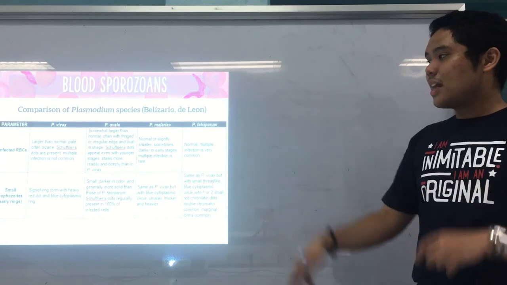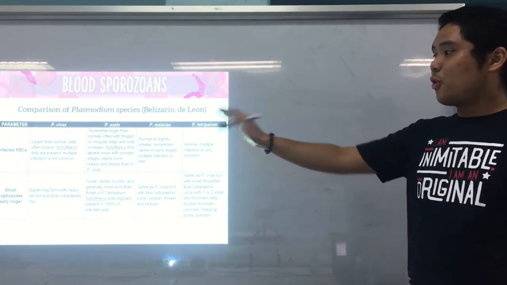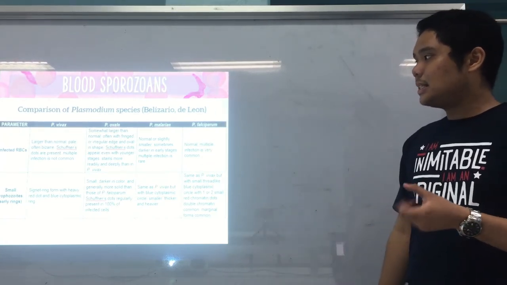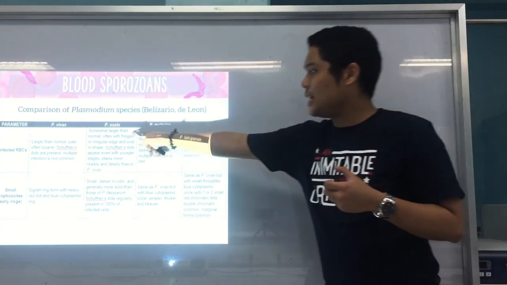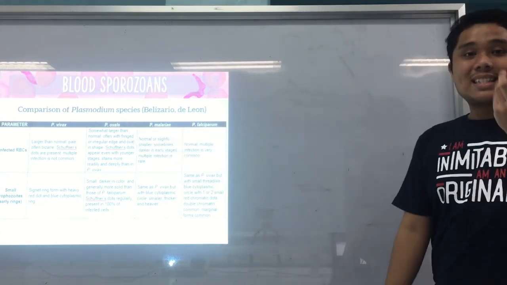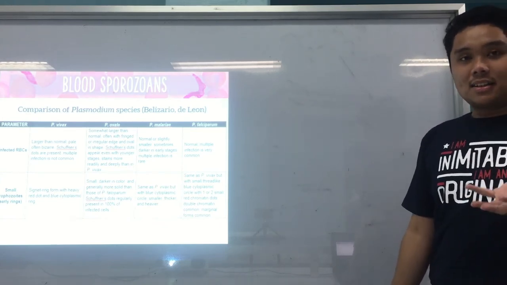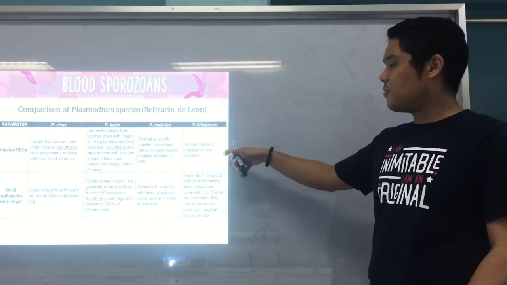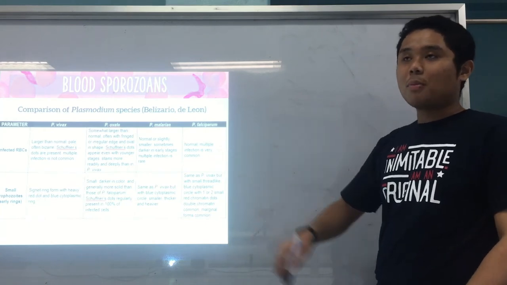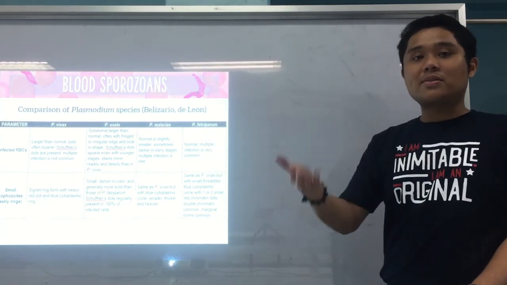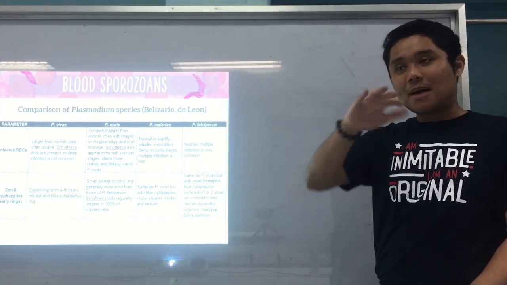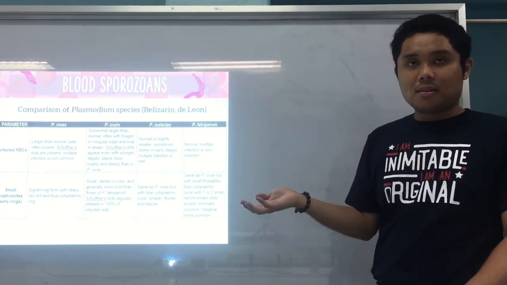Alright. So, we'll start first with the infected RBCs. For P. vivax, it's larger than normal. For P. ovale, it's larger than normal also. But, again, with a fringed or irregular edge, serrated or fibrillated RBCs. Alright? Okay, for P. malariae and P. falciparum, normal. Alright? Normal ang iyang RBCs. But for P. falciparum, always take note that multiple infection, meaning multiple RBCs, maraming RBCs, ang pwede niyang ma-infect.